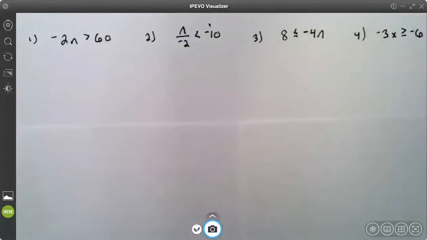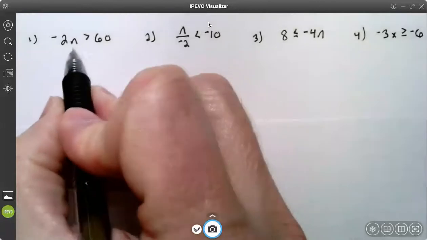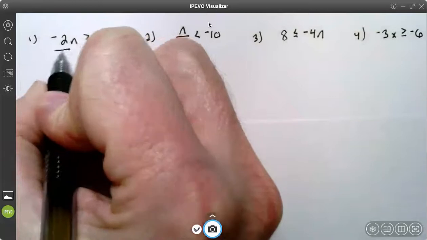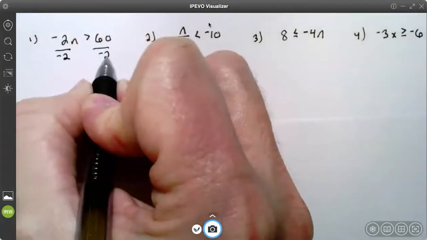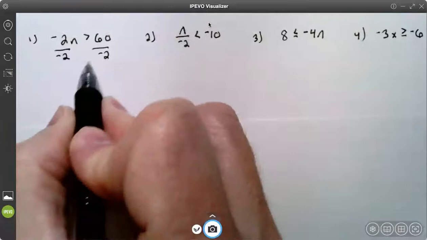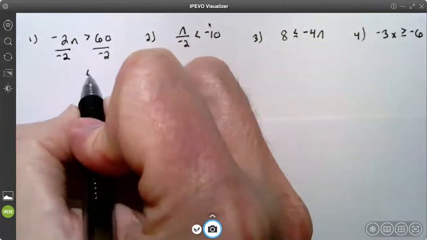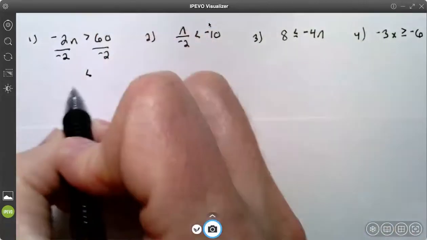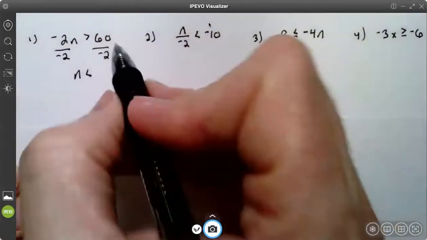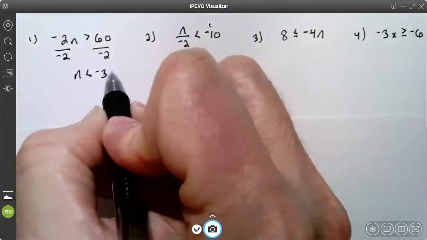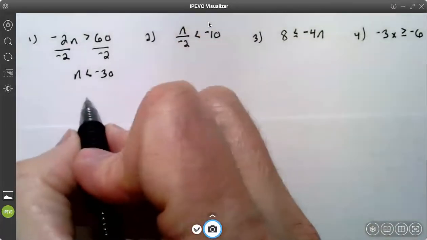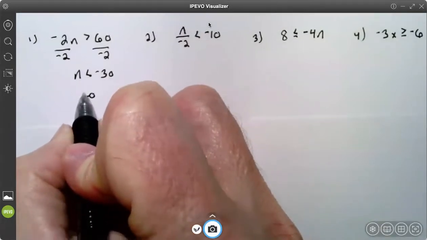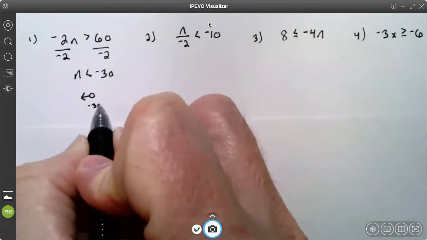Okay, let me do some examples for you. Example number 1. I have an inequality, negative 2n is greater than 60. To solve it, I divide both sides by negative 2. When you multiply or divide both sides by negative, you have to flip that symbol. So I'm going to go ahead and flip it. Flip the sign, flip the symbol. Negative 2 divided by negative 2 is 1, so I just have n by itself. 60 divided by negative 2 is negative 30. And I'm going to do a very simple graph. That would be open circle to the left over negative 30.